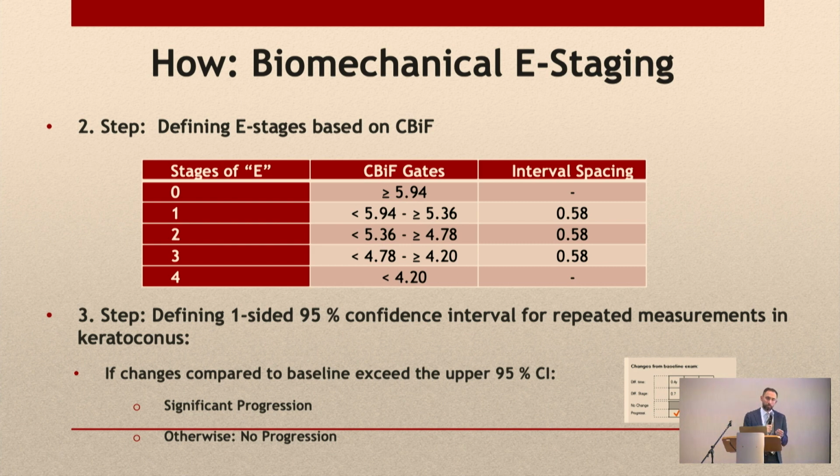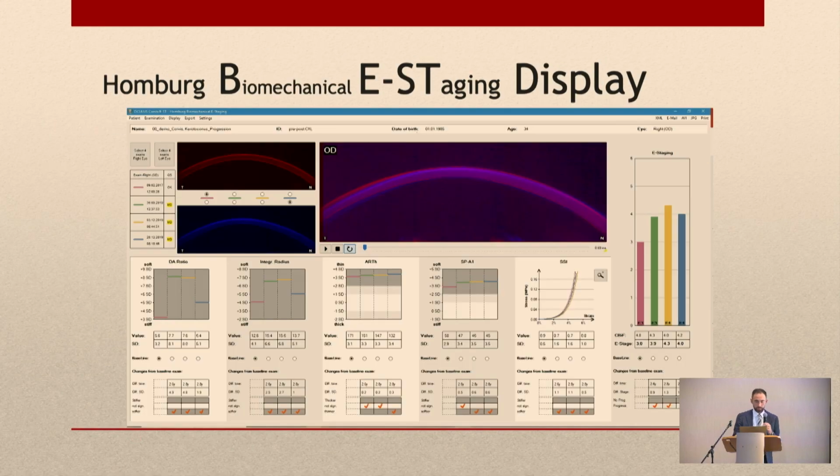But then you need another thing, because remember, every time you want to judge progression, you need to know the noise level of the system. And we cannot use the noise level of the ABCD, because now we need the noise level of the Corvis. And that was already done. We already did a study together with Dresden University, Professor Raiskup and Robert Herber, in which we did repeatability. So we just needed to go back, take these results and use this 95% confidence interval to say, well, these are the stages, and if it goes from this stage to this one, it is significant. And this is how it works.